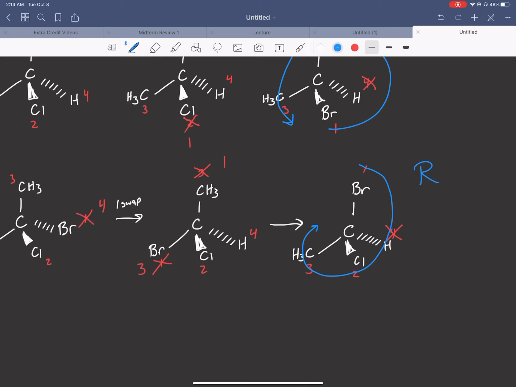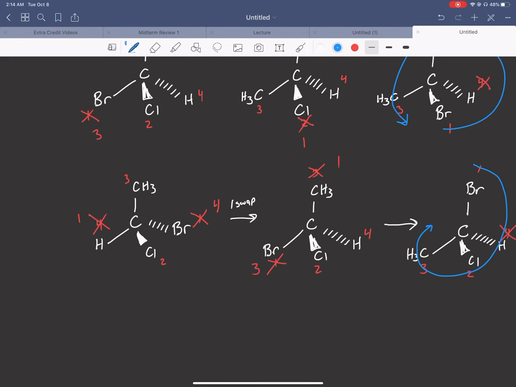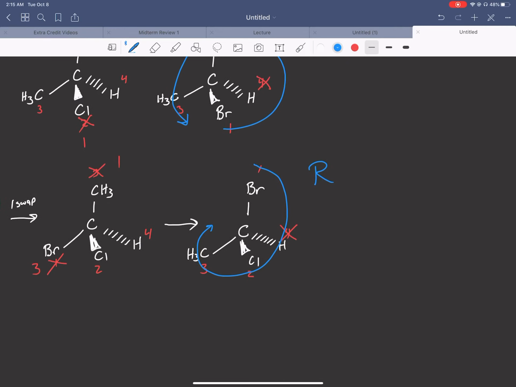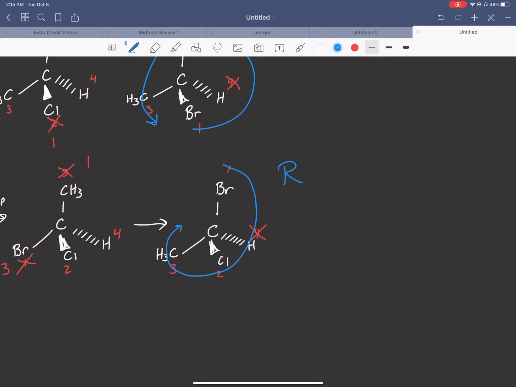So remember, we need to do two swaps. The first swap should be to get our lowest priority group dashed, and the second swap is simply to get our original molecule back. So swap any other groups but the lowest priority group. Once the lowest priority group is dashed, we can treat it again like our easiest scenario, where we draw an arc. If it's counterclockwise, it's S. If it's clockwise, it's R.